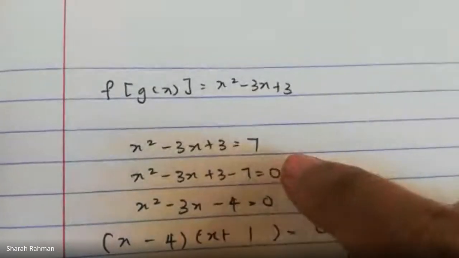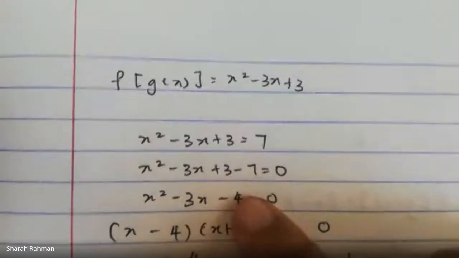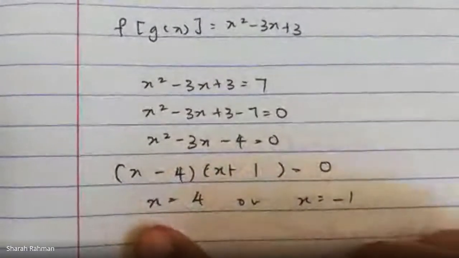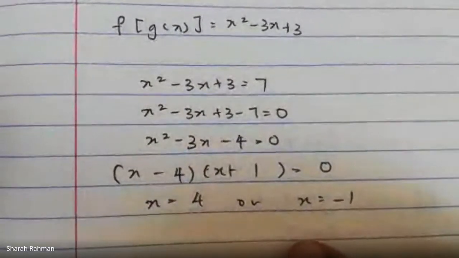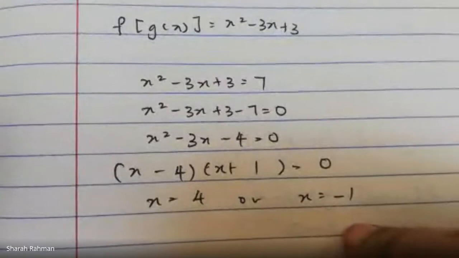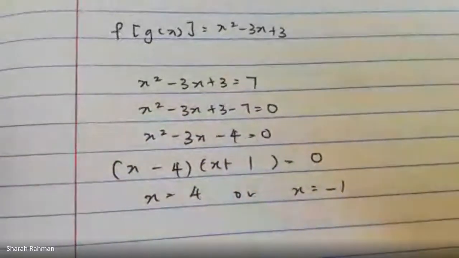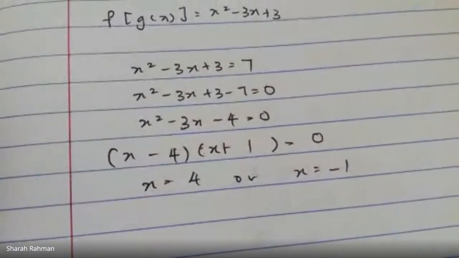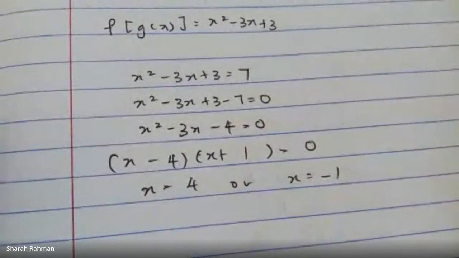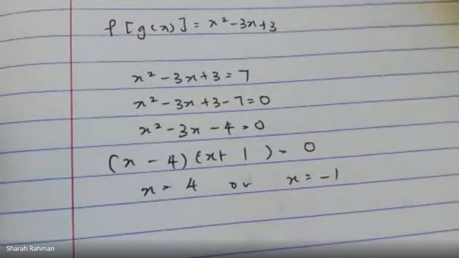Then we do the quadratic equation. We bring this 7 to the left side, it becomes negative 7. Then we do the factorization for x squared minus 3x minus 4. So we will get x equals 4 or x equals negative 1. So we have two values for x. When fg(x) equals 7, the value of x will be negative 1 or 4. Is that clear? No problem. If you have a problem, you can raise your hand. If no problem, I will proceed to the next.